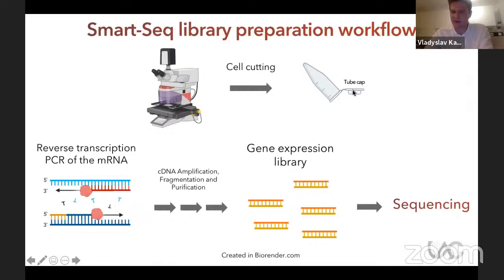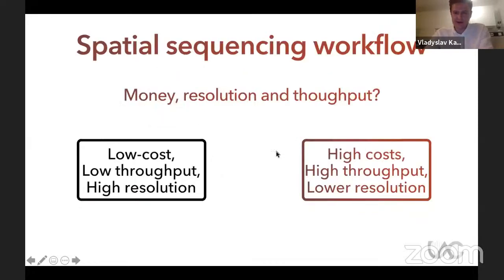You can make a single cDNA gene expression library out of the tube cap when you are performing the SmartSeq protocol inside of the tube cap, and then you will gain information about each and every cell that you cut out. So basically, you will target the messenger RNA that is contained in this tube cap. You will do the reverse transcription of this messenger RNA. You will produce the cDNA. Afterwards, you can amplify your cDNA, make small fragments and purify it until you gain your gene expression library. And afterwards, you can send it for sequencing and be happy about your results. So this is the technique that allows you a high resolution and a low throughput, but which comes with low cost in this case.